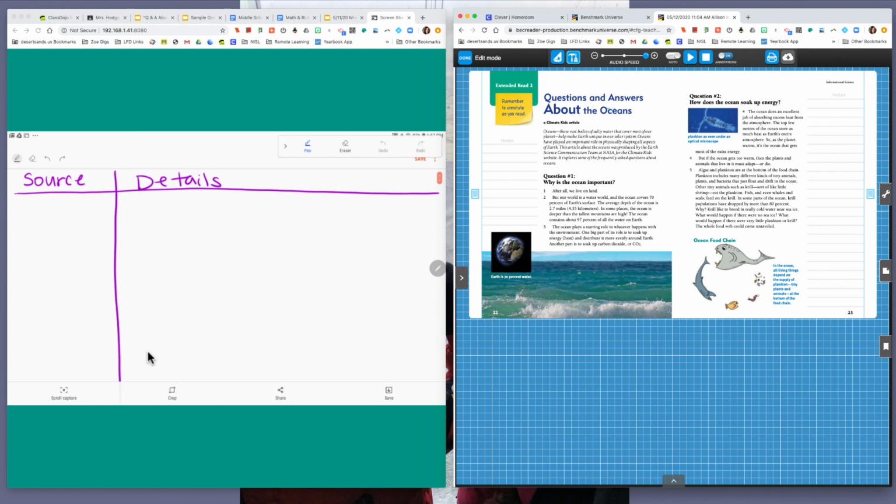So the first question is, why is the ocean important? My notes are set up just like if I was going to do research, where I have my source and my details. What I'm going to do is model for you how we could take notes, because next week we're going to be doing some research, and it would look like this: source and details. So my source, I'm just going to abbreviate this and say Q&A about oceans.